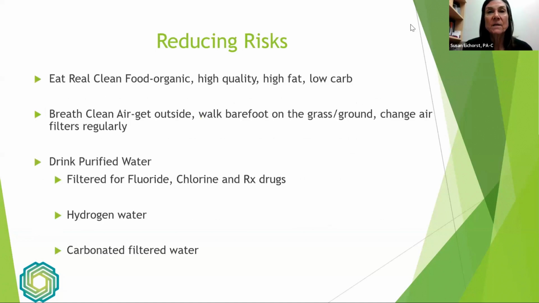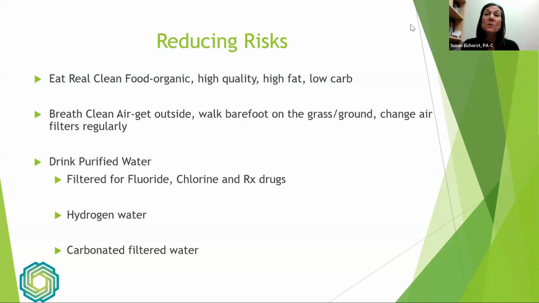How else to reduce your risk? Eat real food, organic, high quality, high fat, low carbohydrate. Breathe clean air, get outside, walk barefoot on the grass and the ground. It's called grounding. It actually helps to disperse some of the electrons out of the body that we accumulate from our phones, from the radiation in our environment. We need to change our air filters frequently so we're not getting all the contaminants in our air, where we can actually filter that out in our house. You have no control outside in the world. You have a lot of control in your house.